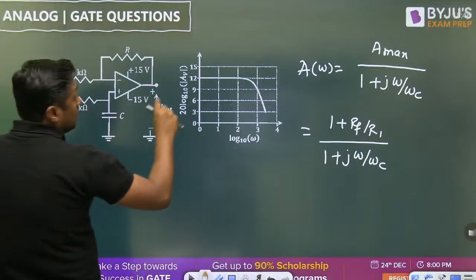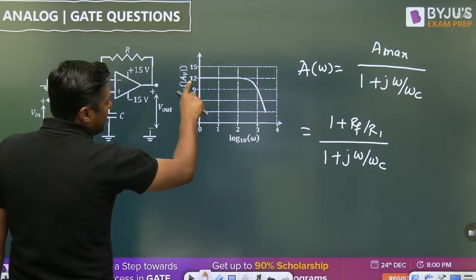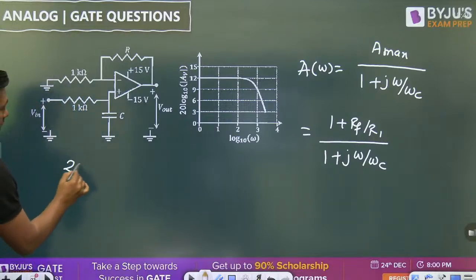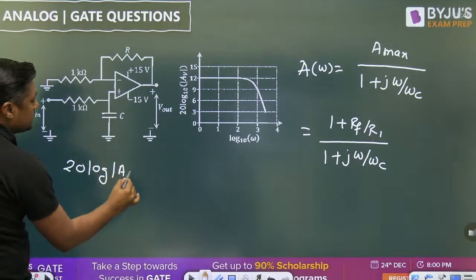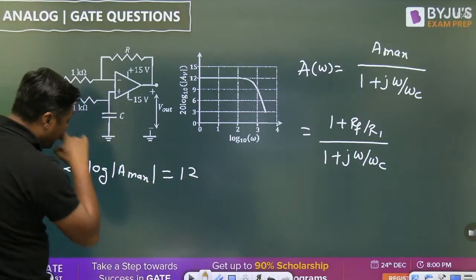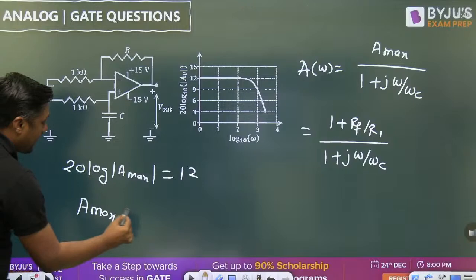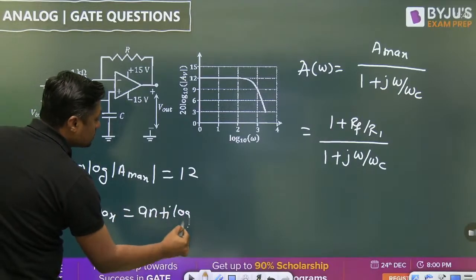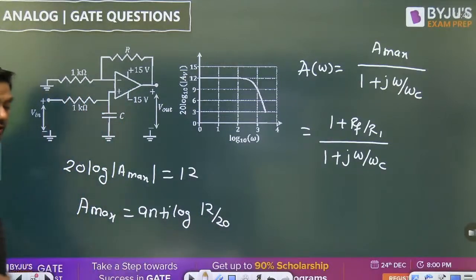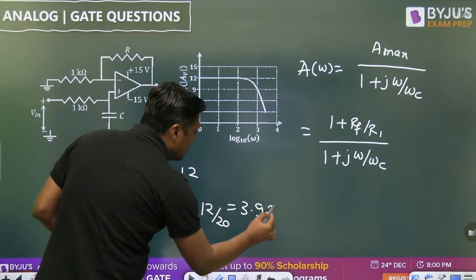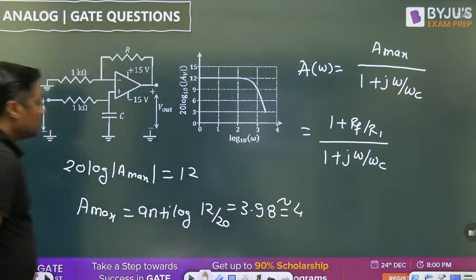That is the standard formula for this diagram. Now from the log table we can get the maximum gain: 12 dB. 20 log of A max is equal to 12. So A max is equal to the antilog, base 10, of 12 divided by 20. That is 6 by 10, that is 0.6. What is the antilog of 0.6? 3.98, which is nearly equal to 4. So the gain is 4.